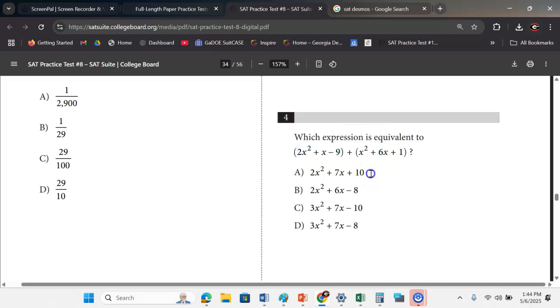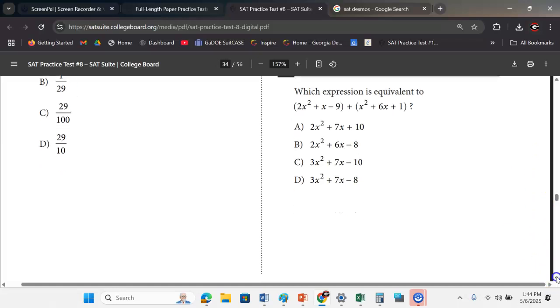Number four, which expression is equivalent? 2x squared plus x squared is 3x squared. So that eliminates A and B. X plus 6x is 7x. Okay, negative 9 plus 1 is negative 8. So D for number four.